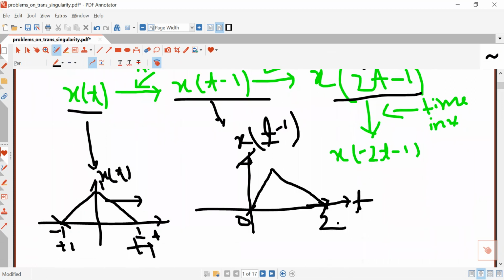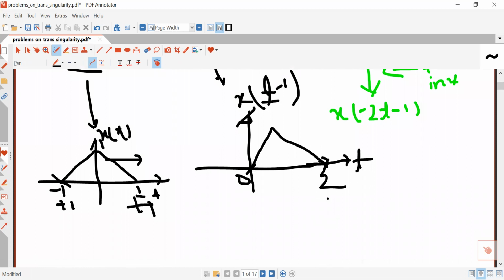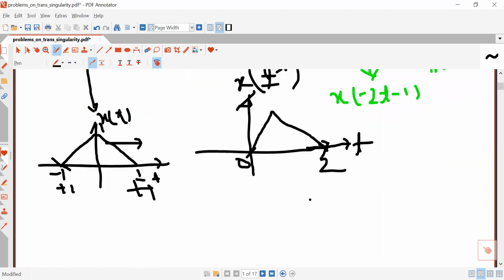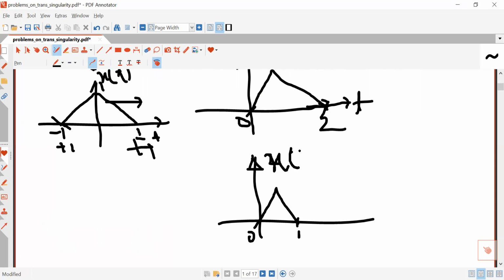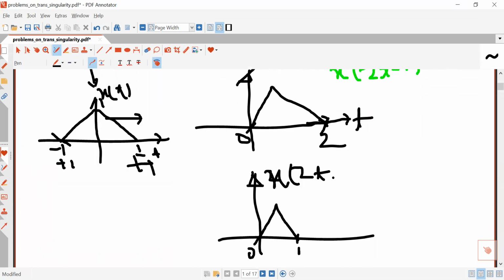So what will you do? This coordinate will be 2 by a and this coordinate will be 0 by a. Here a is 2. So 0 by 2 will be 0 and 2 by 2 will be 1. So this signal will now exist between 0 and 1. So this is x(2t - 1).